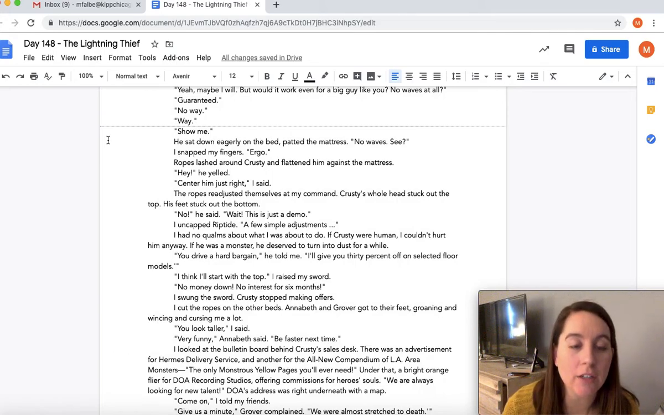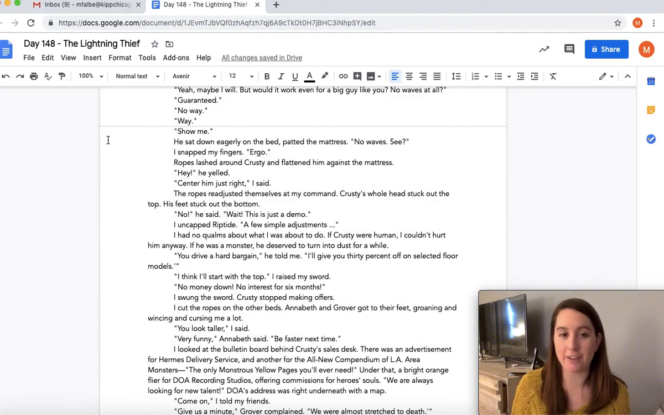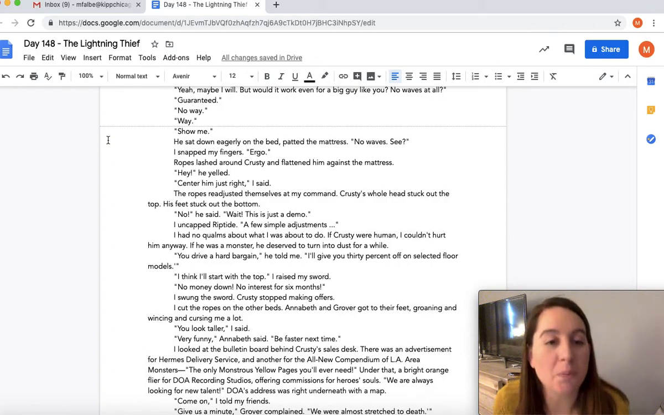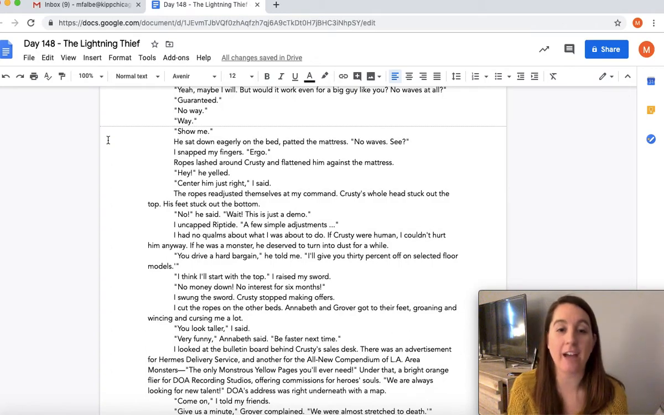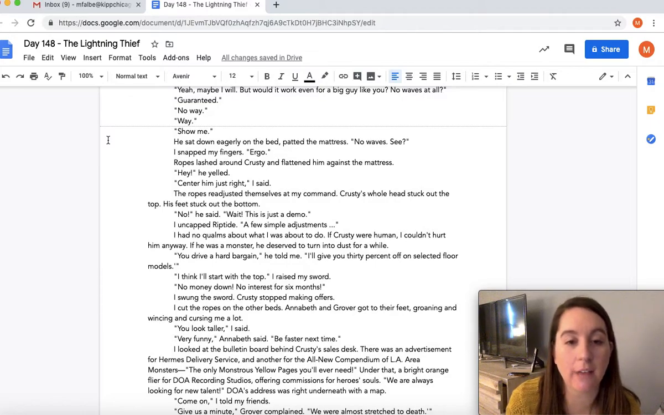He sat down eagerly on the bed, patted the mattress. "No waves. See?" I snapped my fingers. "Ergo." Ropes lashed around Krusty and flattened him against the mattress. "Hey," he yelled. "Center him just right," I said. The ropes readjusted themselves at my command. Krusty's whole head stuck off the top. His feet stuck off the bottom. "No," he said. "Wait, this is just a demo."